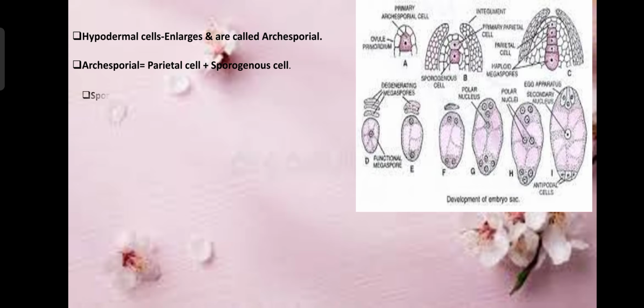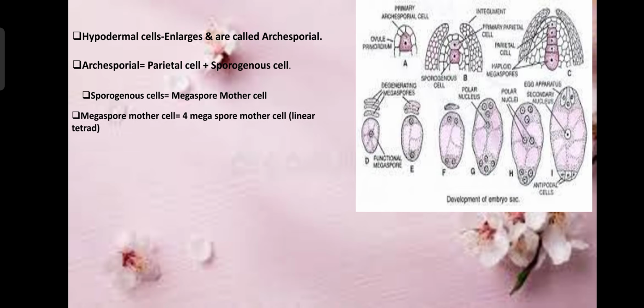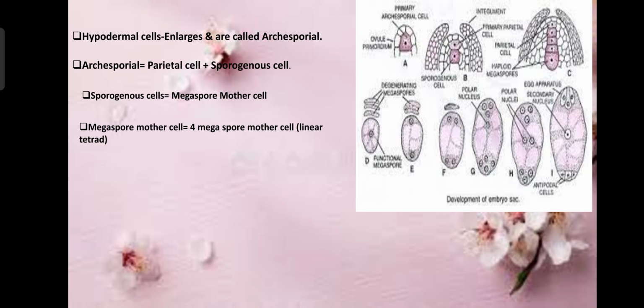These sporogenous cells function as the megaspore mother cell. So out of the two categories of cells, the parietal cells and the sporogenous cells, the sporogenous cells function as the megaspore mother cell. What is the function of the megaspore mother cell here? The megaspore mother cell undergoes two meiotic divisions to produce 4 haploid megaspores.